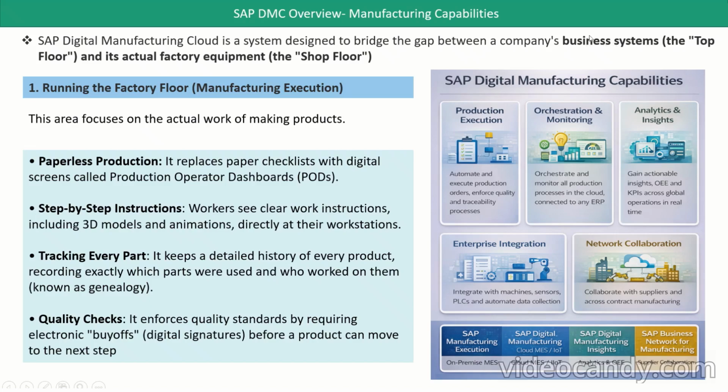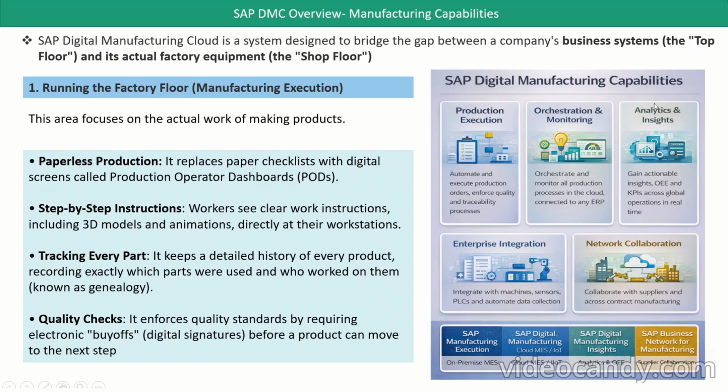So the business system does the planning and the shop floor system does the execution, and both systems should be in sync. This gap is filled by SAP Digital Manufacturing on cloud. So let's understand the SAP Digital Manufacturing capability at a very high level.